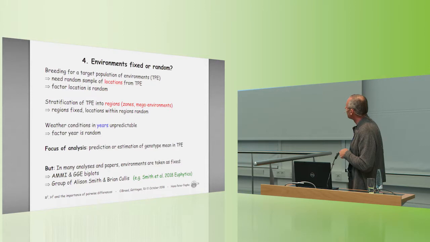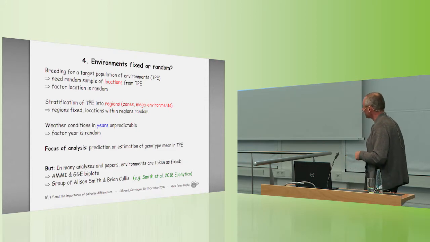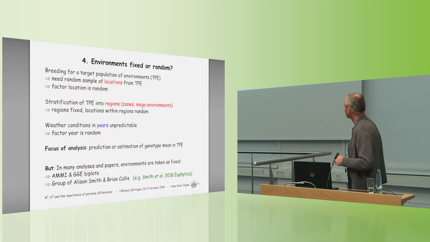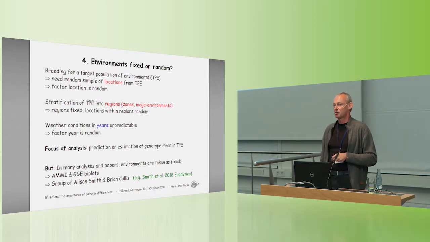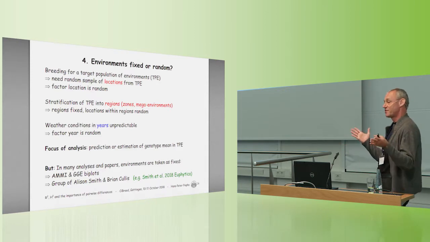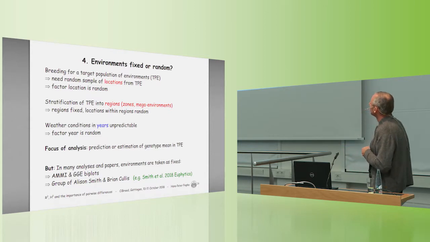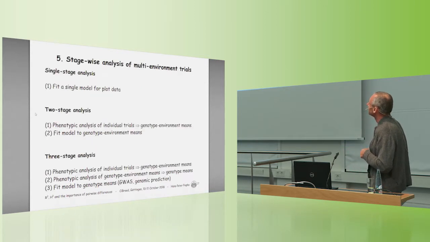I'm emphasizing this because there's a lot of literature out there that treats locations as fixed. One example is the vast literature on the AMMI and GGE biplots and models, which take both genotypes and environments as fixed. And there's a group in Australia that's been advocating this approach very much, where environments are fixed. And to be honest, I don't really understand why you would want to do that, unless you have a scientific project where you specifically want to study causes of G by E. But from a breeder's perspective, I would always take them as random.